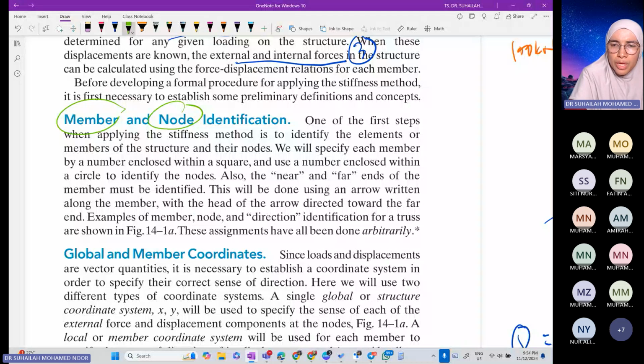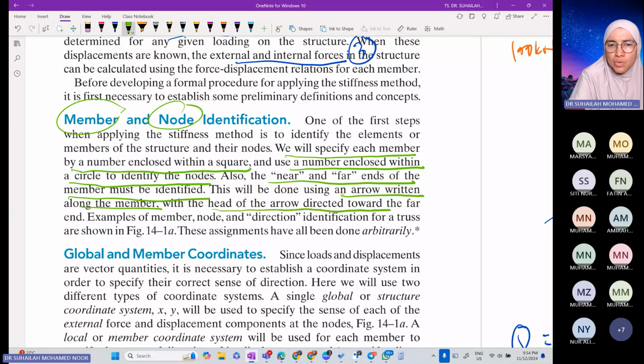Okay. We will specify each member by a number enclosed within a square and use a number enclosed within a circle to identify nodes. Also, the near and far end of the member must be identified. This will be done using an arrow written along the member, with the head of the arrow directed towards far end.